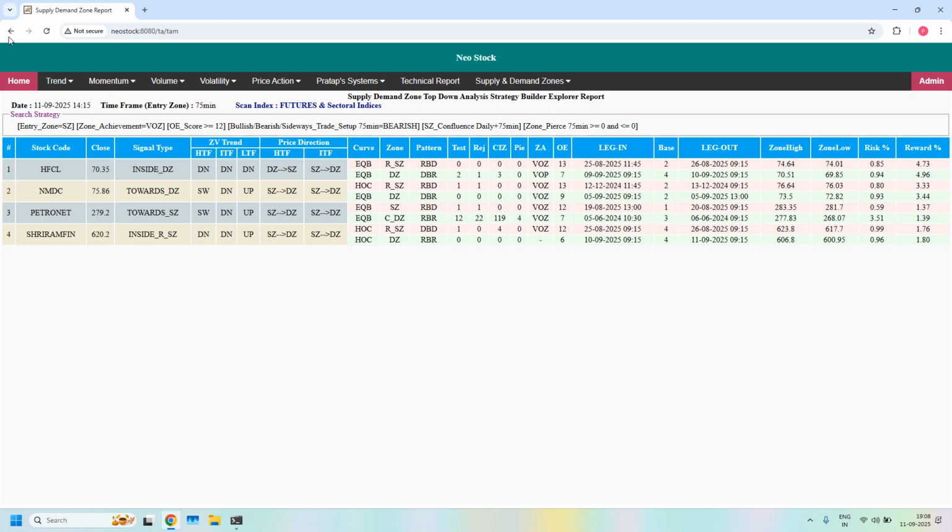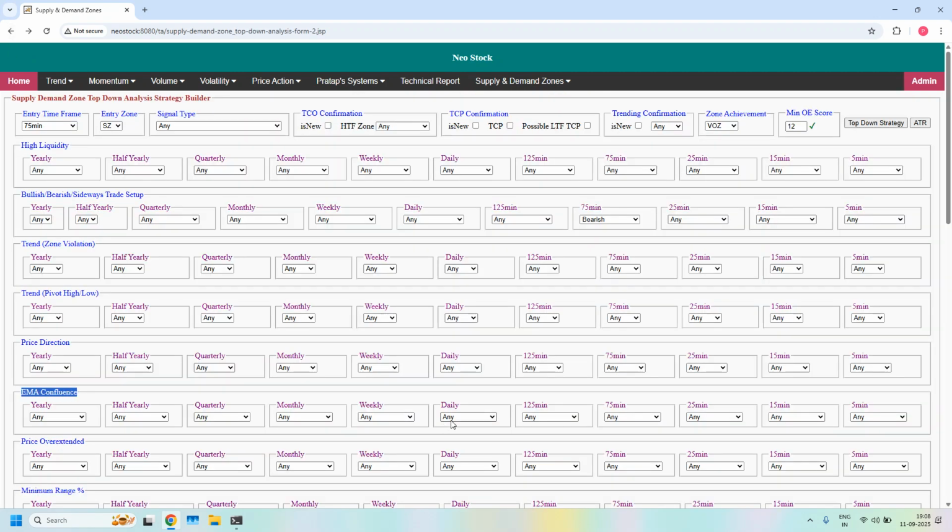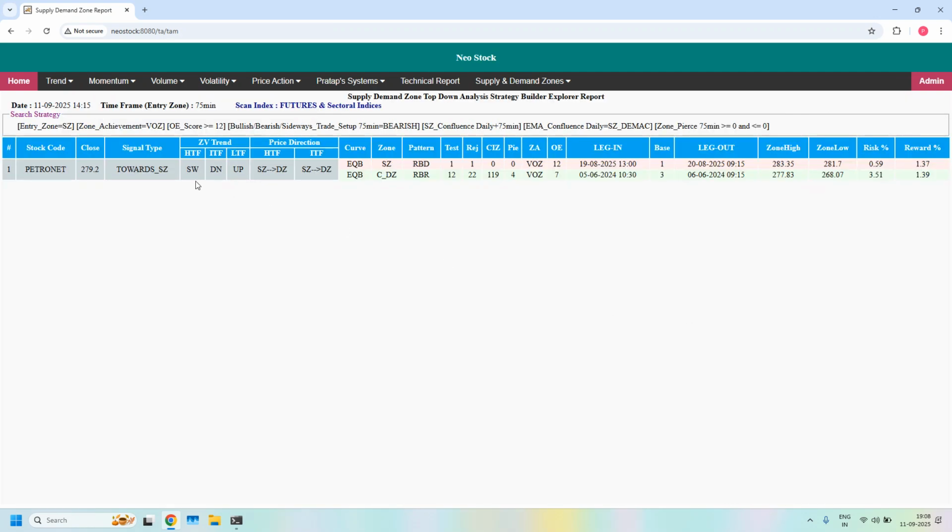Let's further filter with daily supply zone with daily EMA confluence, because the 75 minute supply zone is inside the daily supply zone. One stock is filtered. So this 75 minute supply zone has high probability to get success, provided less than 20 checklist items are satisfied. Otherwise, higher chances of zone violation.